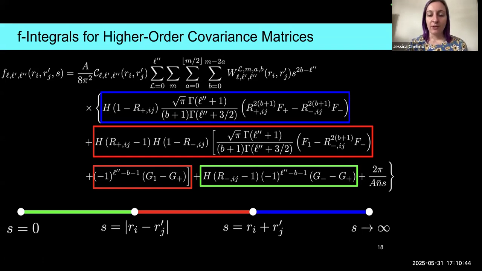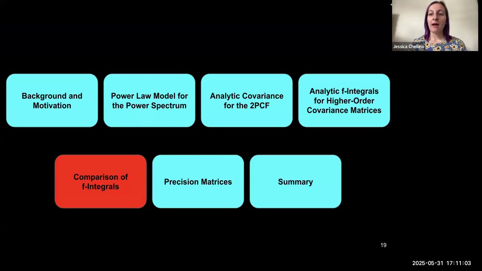So we really only need to evaluate one of these blue, red, or green terms at a time when we're evaluating the covariance, because we were able to break our result into different regions corresponding to how the separation relates to the side lengths and the shapes. Okay, so now that I've shown the analytic results for the F integrals, I'm going to go through a comparison of our model F integrals to the true F integrals.